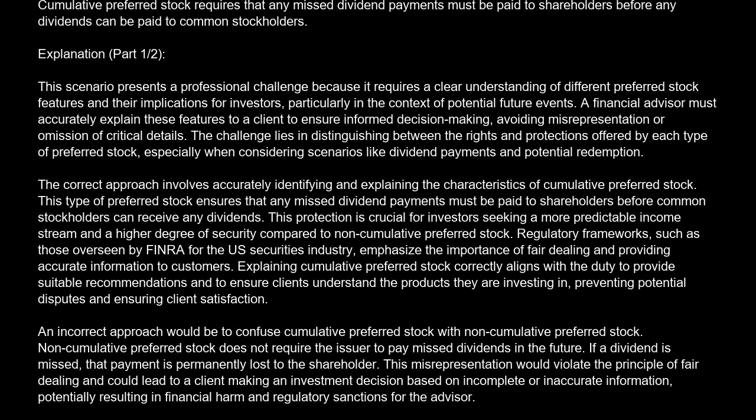The correct approach involves accurately identifying and explaining the characteristics of cumulative preferred stock. This type of preferred stock ensures that any missed dividend payments must be paid to shareholders before common stockholders can receive any dividends. This protection is crucial for investors seeking a more predictable income stream and a higher degree of security compared to non-cumulative preferred stock.